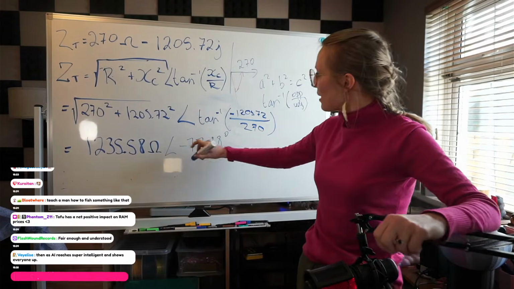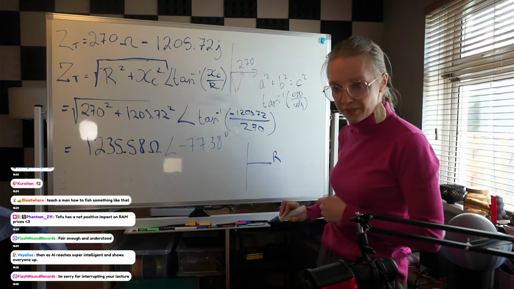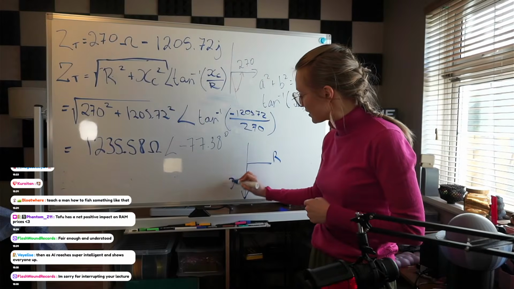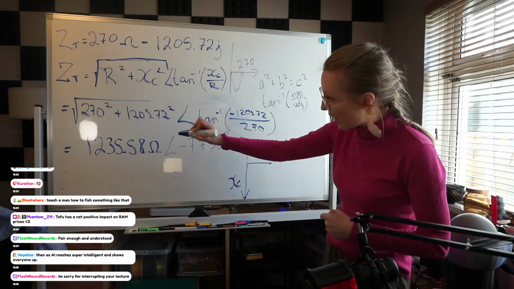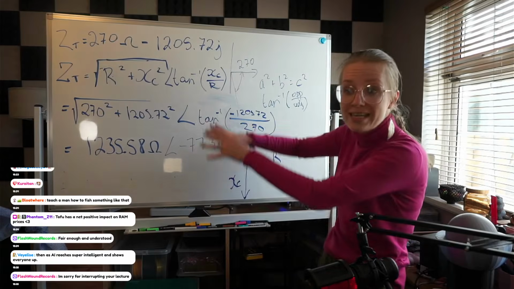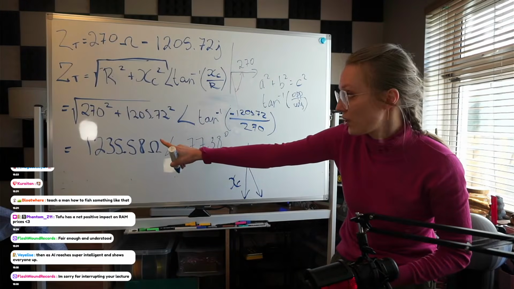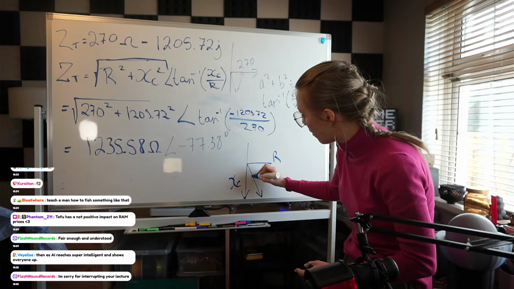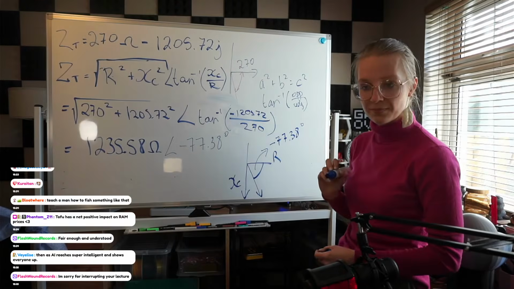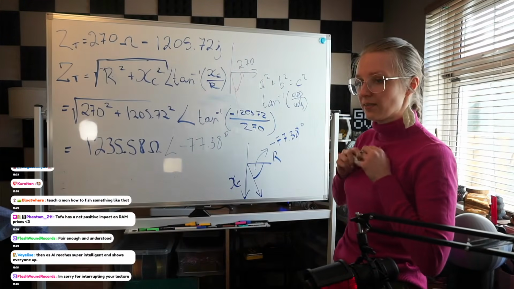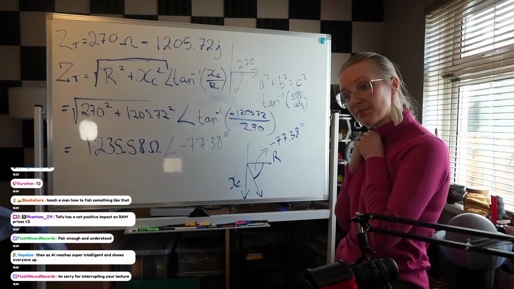All right, so that's what that means. That means that in the unit circle, this is the resistance of the resistor. This is the impedance, the reactance of the capacitor in this direction, minus 90 degrees. And our total impedance, the net situation of all the resistance, is a value of 1,235.58 ohms at an angle of minus 77.38 degrees. Hopefully, that kind of, possibly, partially, makes sense.